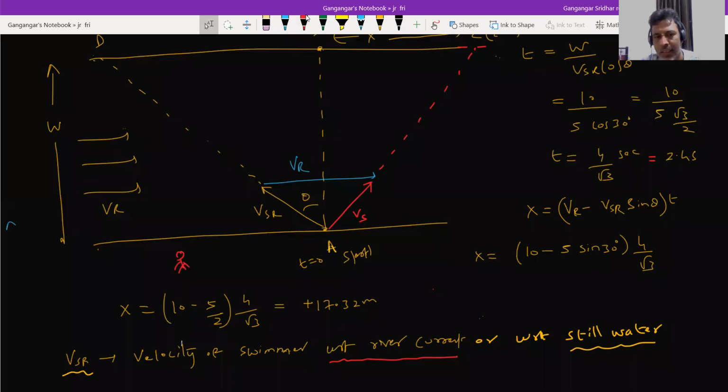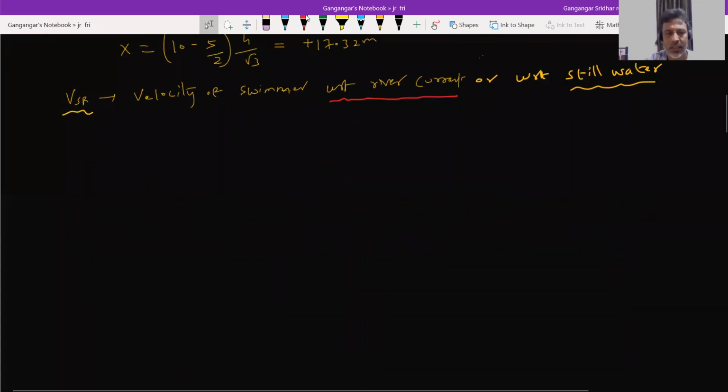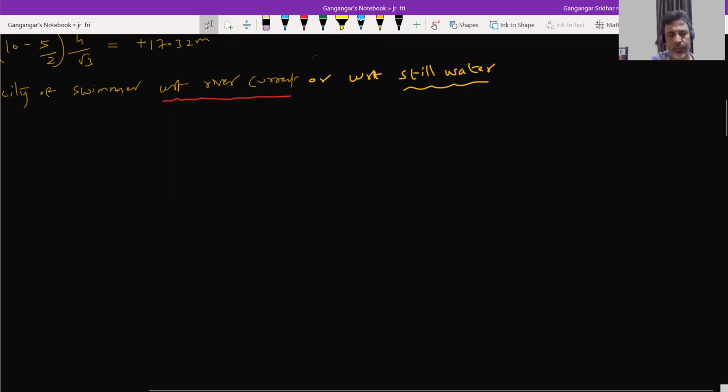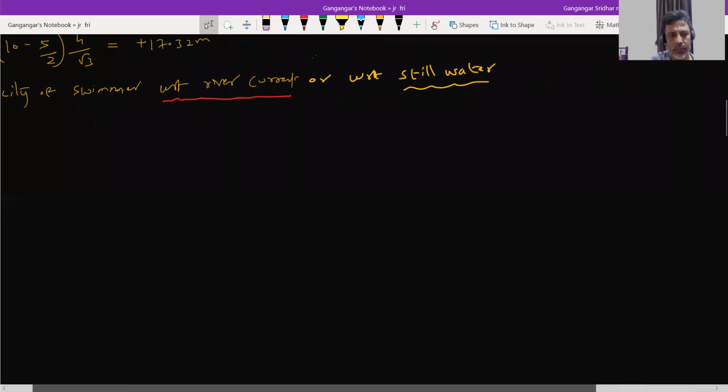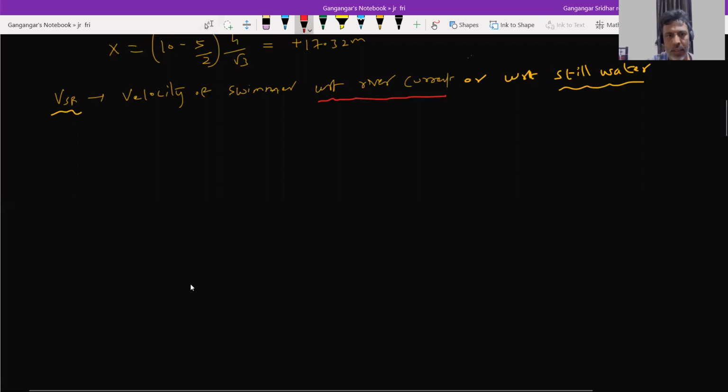You may not accept this. Sir, you are telling some story. So I'll just take you to an example. Already you know a little bit of relative velocity motion.